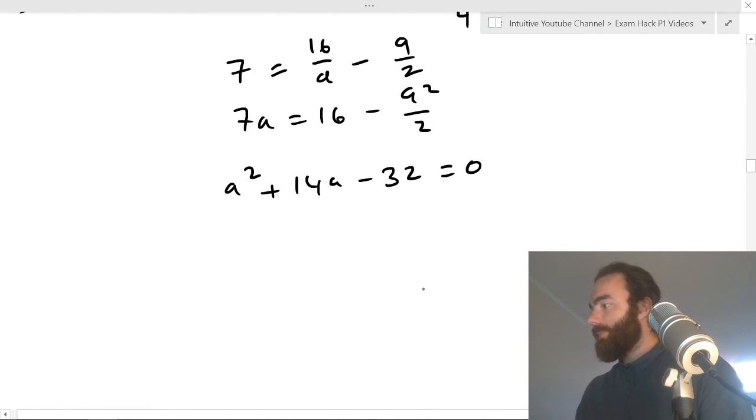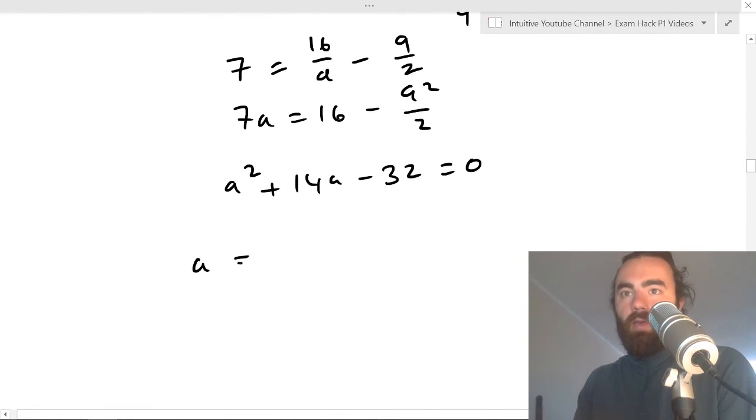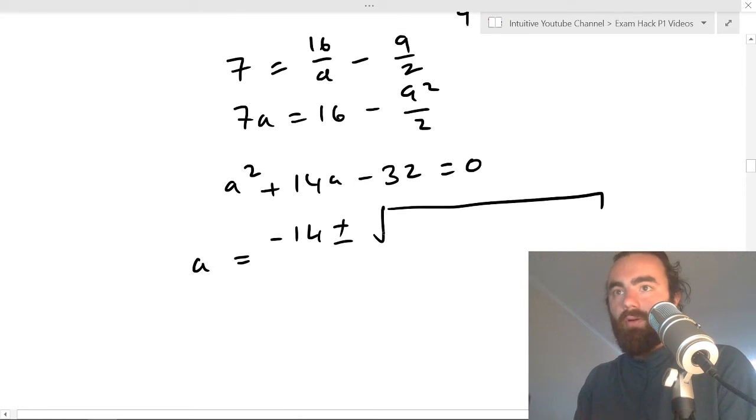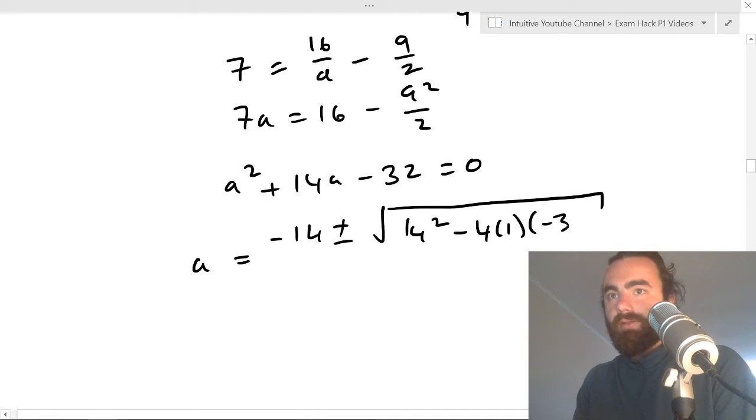And a equals minus 14 plus or minus the square root of 14 squared minus 4 times 1 times minus 32.